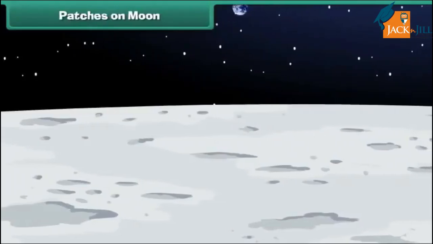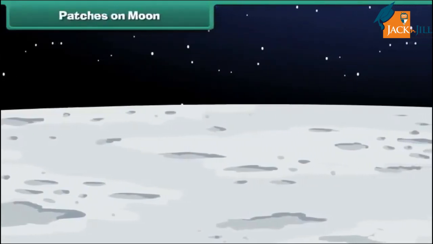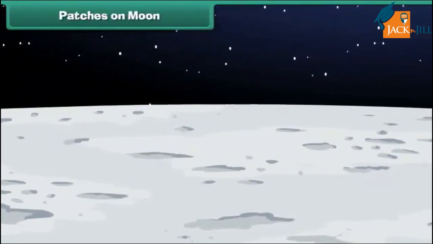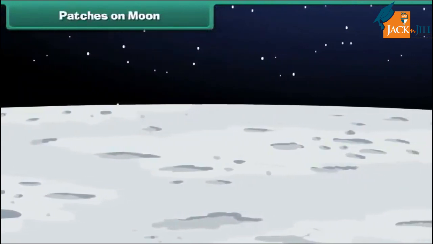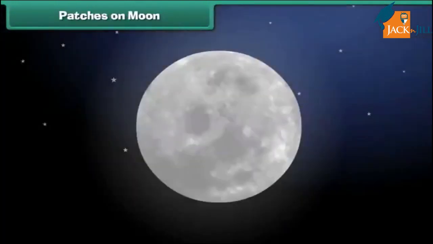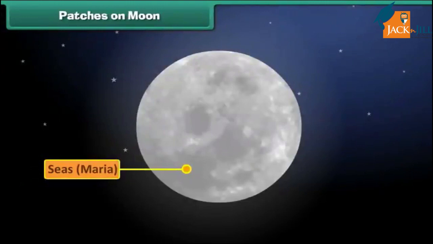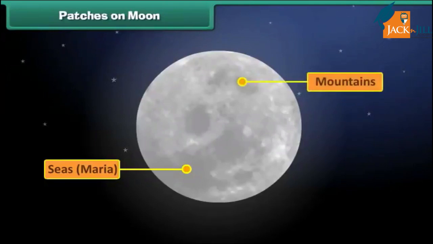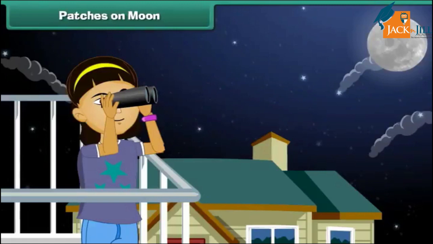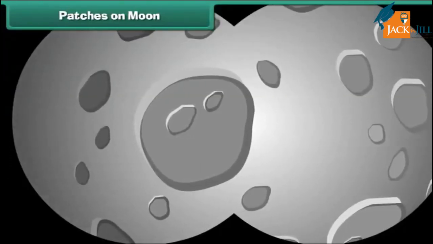Even though there is no liquid water on the moon, it has many interesting features such as craters, mountains, and lava plains. The dark patches on the moon's surface are plains, which are called seas or maria. They are called maria because very early astronomers thought that these areas on the moon were great seas. The lighter patches are mountains. And children, you can use a pair of binoculars on a clear night to see the craters formed by ancient meteor collisions.